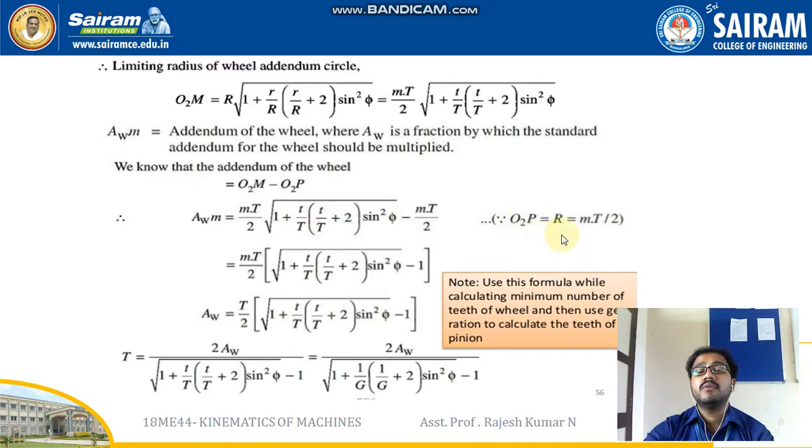Since O2P is nothing but what? Capital R, which is nothing but basically MT by 2. So the same thing I have substituted here. By simplifying all these things, finally we will be getting the T value, which is equal to 2 into AW divided by square root of 1 plus 1 by G into 1 by G plus 2 into sin square phi minus 1. So, very important note, use this formula while calculating the minimum number of teeth on the wheel and then use gear ratio to calculate the teeth of the pinion.